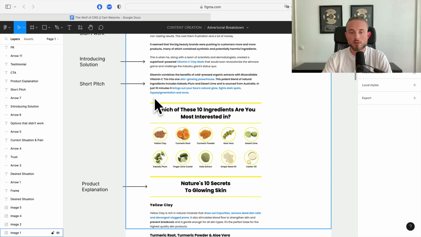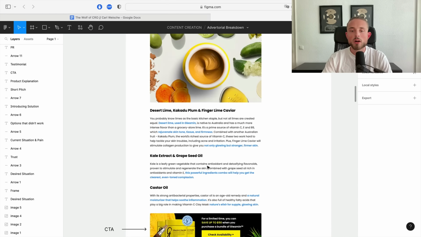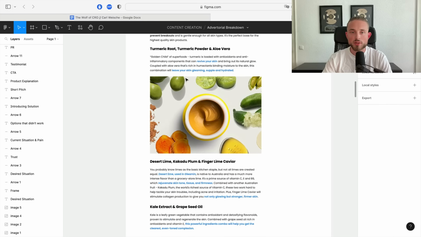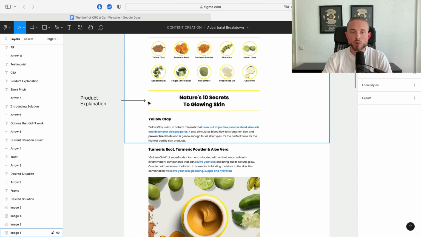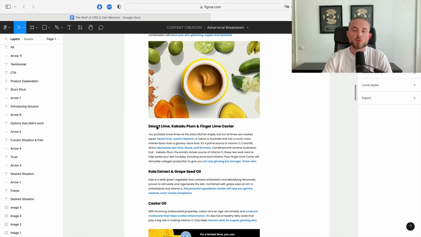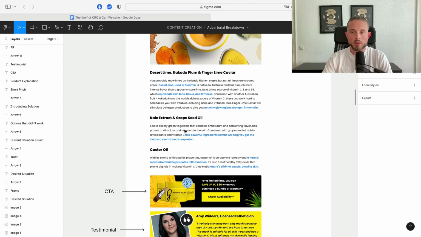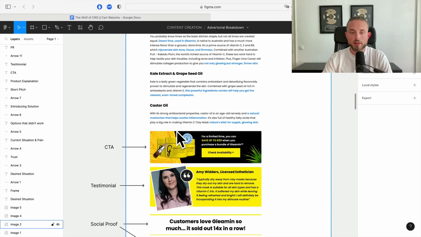Now we have the product explanation to convey the messaging that the product has everything they need, right? Here we just had a short pitch, and now we break down all of the ingredients for the prospect. So I don't need to read all of this, but it's basically the product explanation to really convey the messaging that they have everything in the product that the prospect needs.